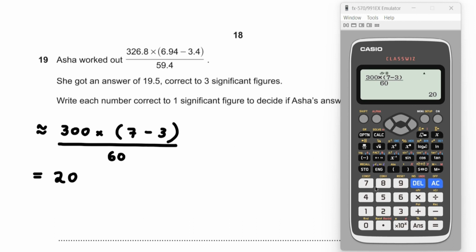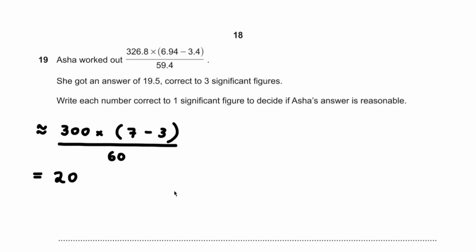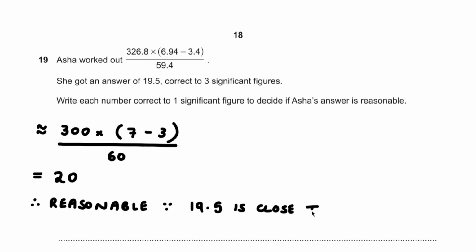That is quite close to the 19.5. So therefore, her answer is reasonable. And that's because 19.5 is close to 20.